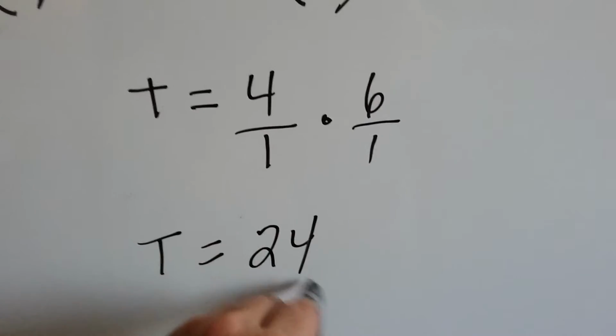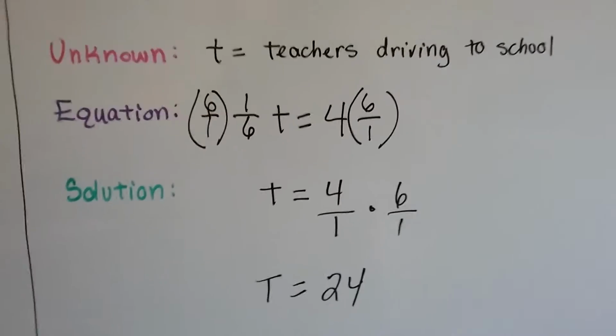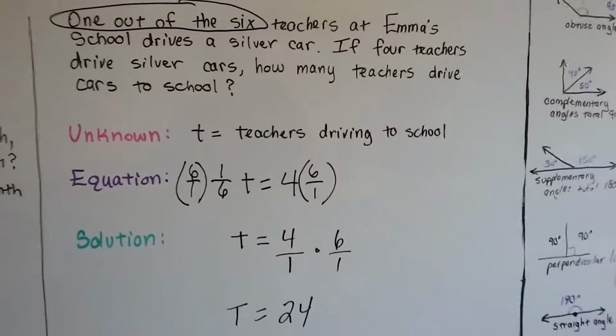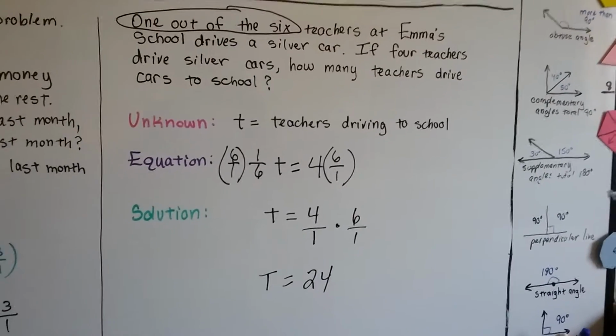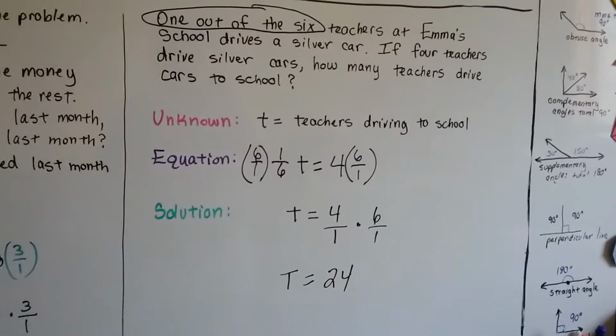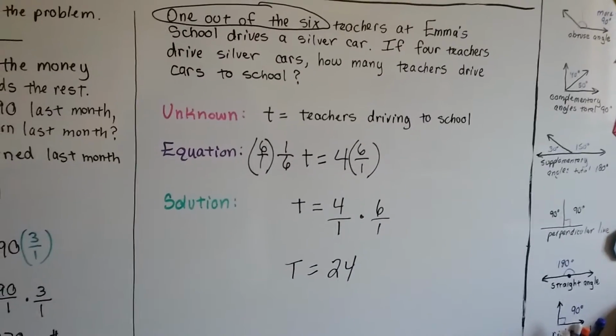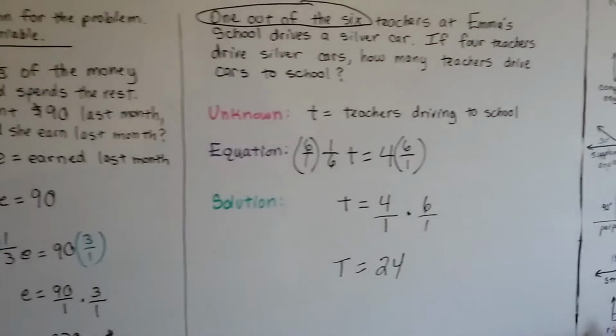See? So you know t equals 4 times 6 is 24, and it's going to be over 1, so t equals 24. So we know that there's 24 teachers at the school because 4 of them drive a silver car, and 1 out of 6 of the 24 teachers drives a silver car. 1/6 of them, see? All right.